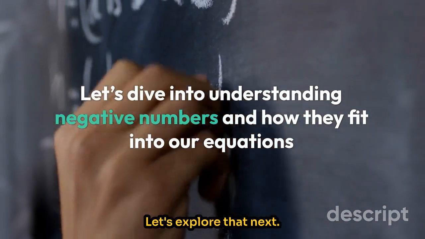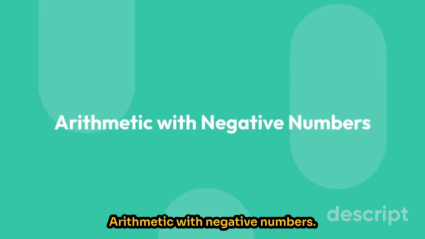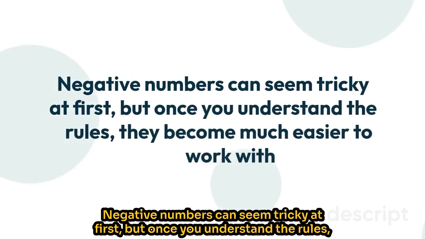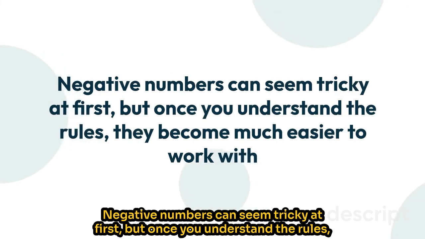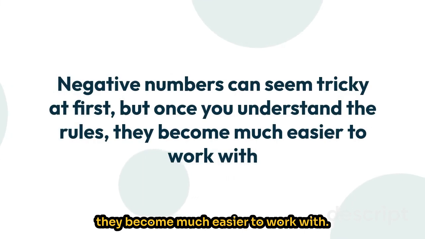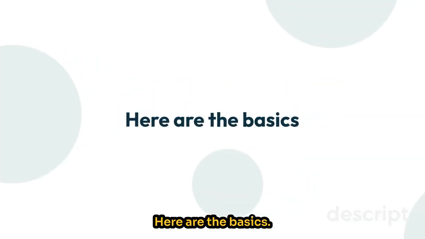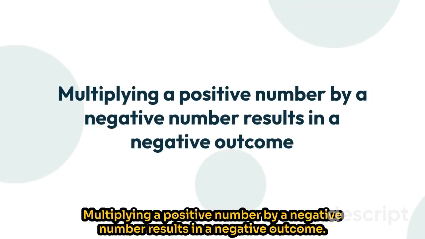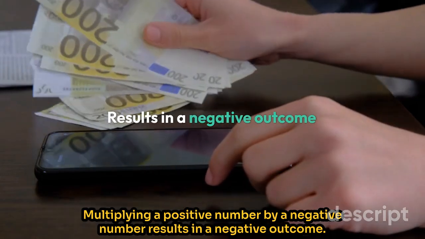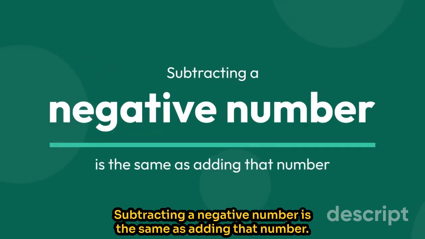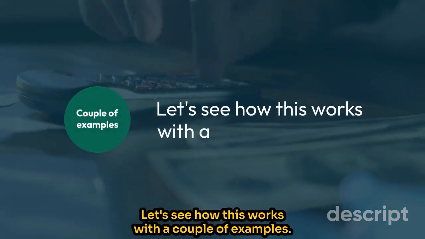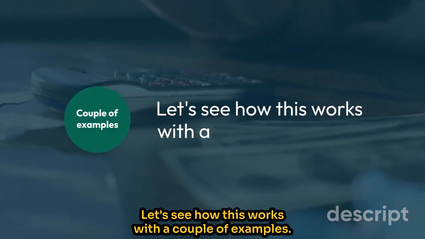Let's explore that next. Arithmetic with negative numbers. Negative numbers can seem tricky at first, but once you understand the rules, they become much easier to work with. Here are the basics. 1. Multiplying a positive number by a negative number results in a negative outcome. 2. Subtracting a negative number is the same as adding that number. Let's see how this works with a couple of examples.